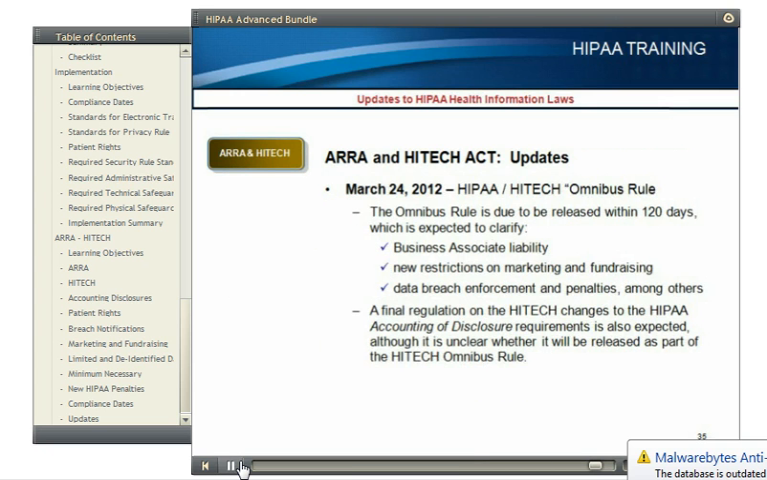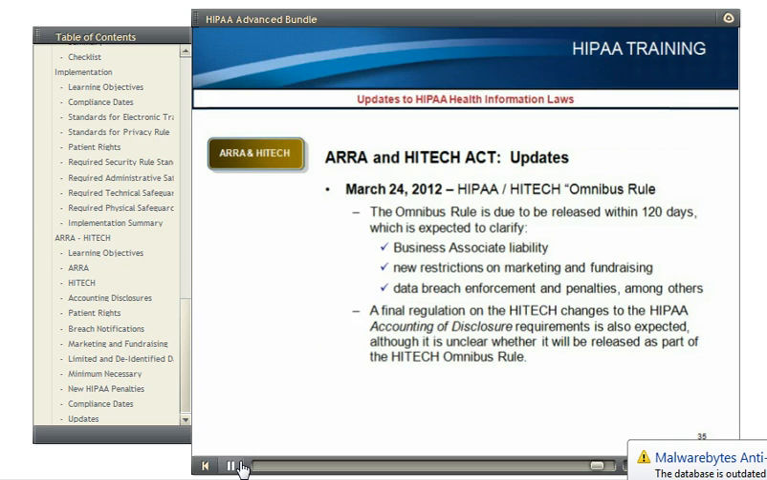ERA and High-Tech Act updates. March 24, 2012. HIPAA/High-Tech Omnibus Rule. The Omnibus Rule is due to be released within 120 days, which is expected to clarify business associate liability, new restrictions on marketing and fundraising, data breach enforcement and penalties, among others.